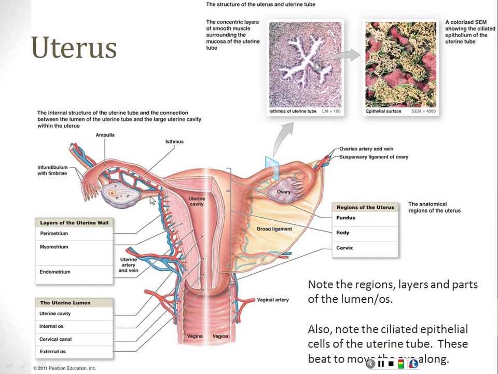Now, the uterus has multiple regions. Okay, so the top dome part of the uterus is called the fundus, of particular interest when a woman is pregnant. So the fundus, as the fetus gets larger, the fundus rises, right? It comes further and further up into the woman's abdomen.